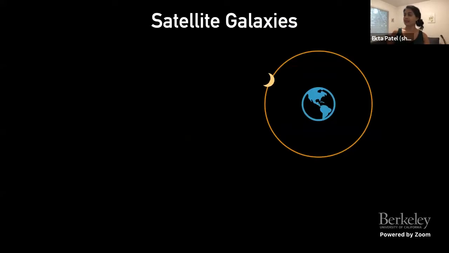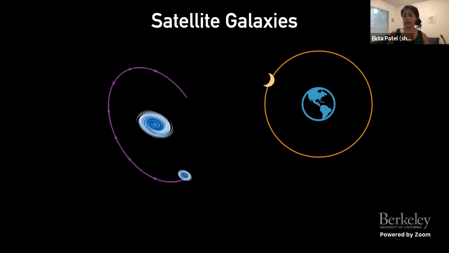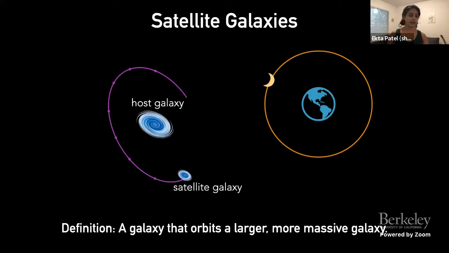So a satellite galaxy, just like the moon orbits around the Earth and moons of other planets orbit around those planets, is a galaxy that orbits around another galaxy. In the context that I'm talking about today, satellite galaxies are typically orbiting around more massive galaxies, significantly more massive, in that the host galaxies they're orbiting around are at least 10 times more massive than the satellite galaxy, if not much, much more massive.